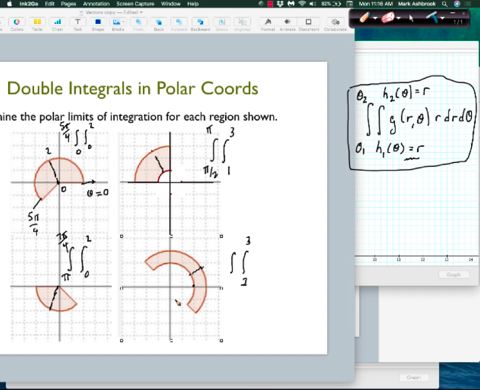Good. So the starting angle out here is negative pi fourths, 2, 3 pi over 4. Or you could have said 7 pi over 4 to 8, 9, 10, 11 pi over 4. Is that right? Yeah. So you could have said 7 pi over 4 to 11 pi over 4.